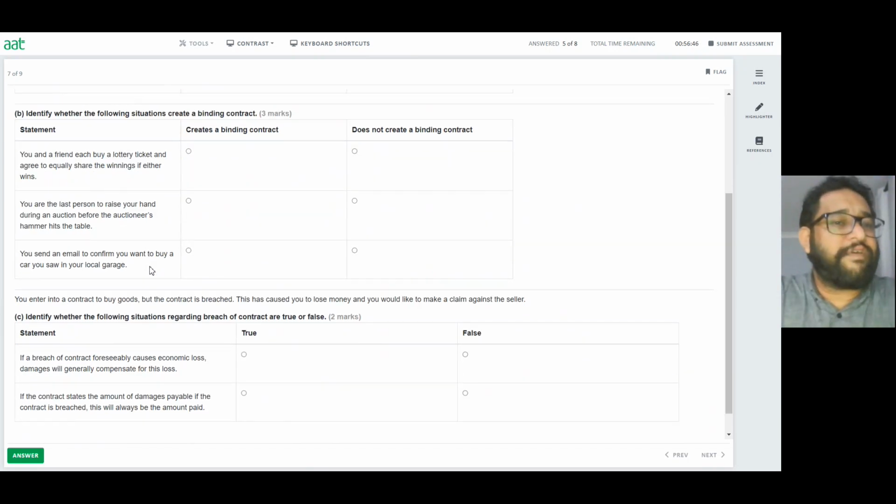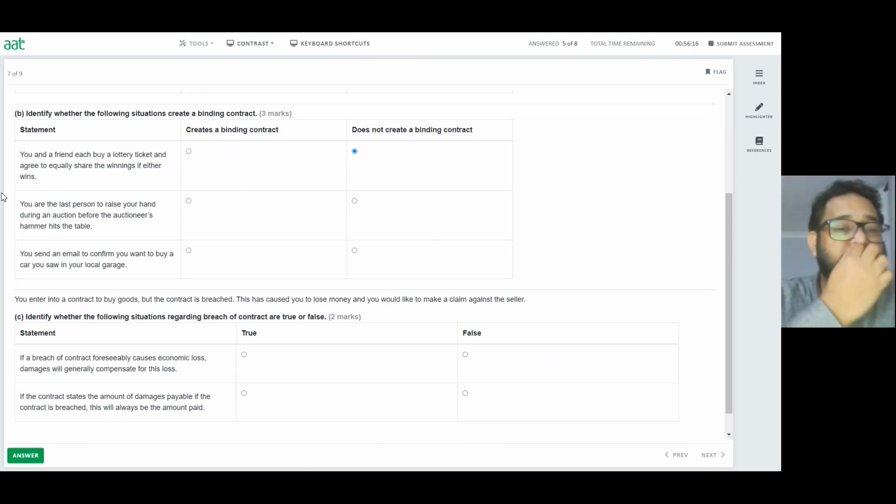Here, identify whether the following situation creates a binding contract. If you look at that, you and your friend each buy a lottery ticket and agree to equally share the winnings if either wins. That does not create a binding contract because there's nothing in writing. It's just each other's word, and there is no way in court you'd be able to prove it in case there is a dispute. So this is not a binding contract.